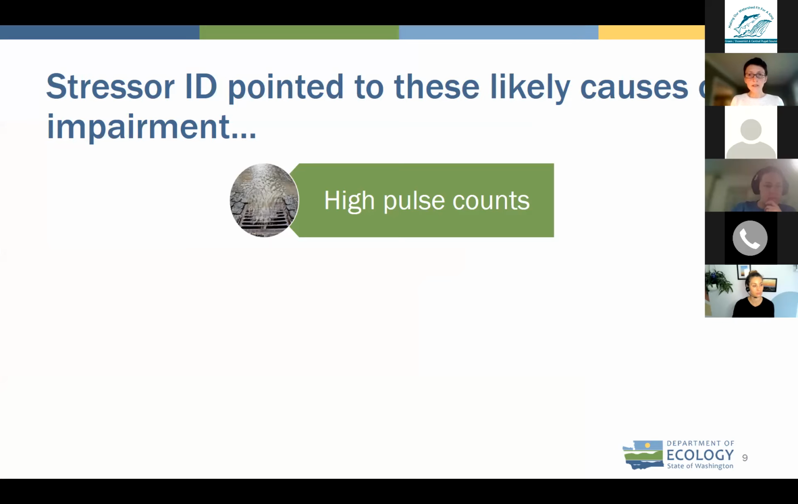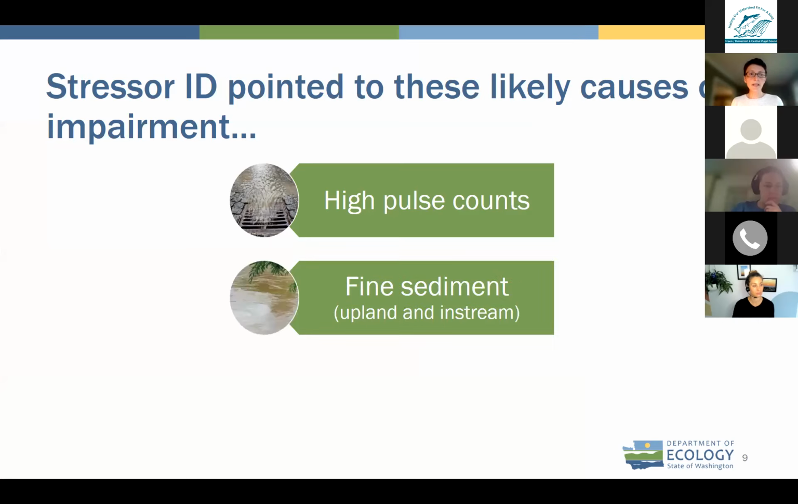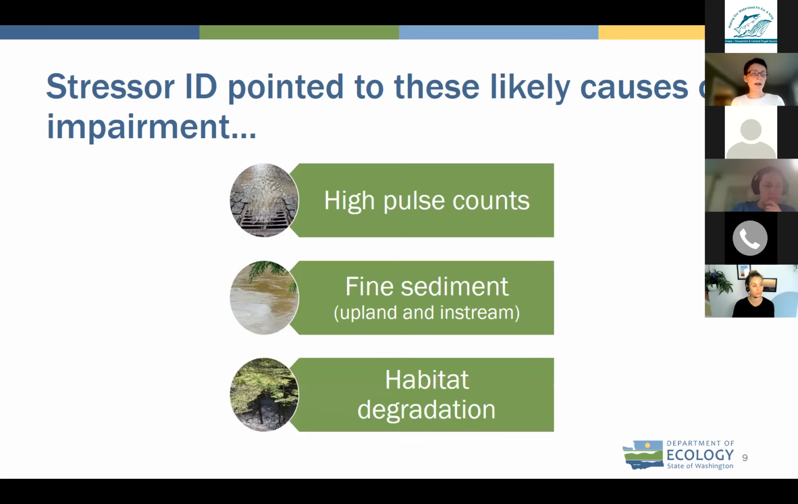The second likely cause is fine sediment, both coming from the watershed and produced in stream from erosion. But in both cases, they are the result of high runoff due to impervious surfaces. And finally, habitat degradation, which gets at some of the areas that I mentioned before, including riparian habitat and lack of channel complexity.